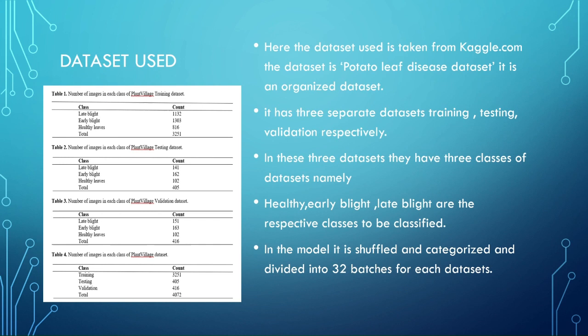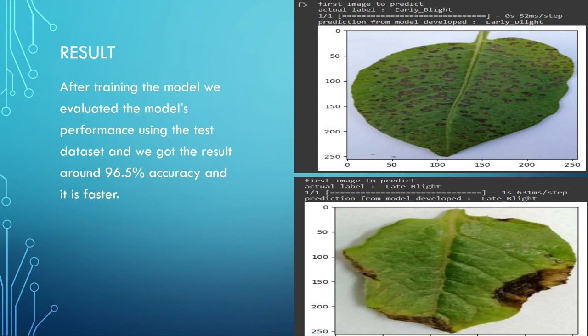The datasets we have used are for leaf disease detection. There are separate training, testing, and validation datasets, each with late blight, early blight, and healthy leaves classes. Overall, these datasets count to around 4072 images. Result: using this, we have arrived at around 96.5% accuracy, and it is attained faster. Since we have optimized the architecture, the model runs somewhat fast, so we got almost 96.5% accuracy when compared to other models.